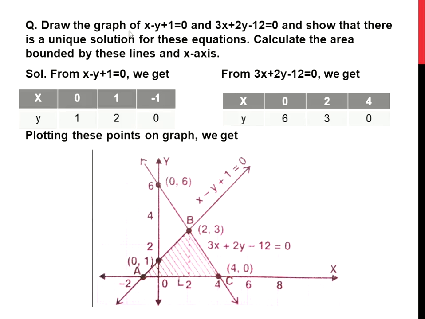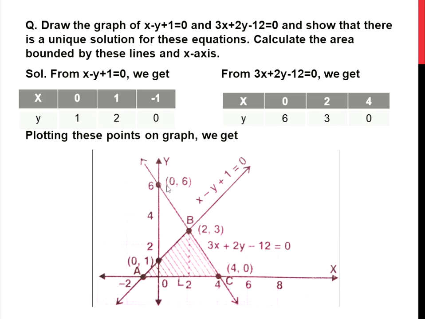In this problem, we have to draw a graph of these two equations and show that there is a unique solution for these equations. Also, we have to calculate the area bounded by the given lines and x-axis. So from first equation, when we put x equal to 0, 1 and minus 1, we get the value of y equal to 1, 2 and 0 respectively. Similarly, for second equation, we get the values of x and y. By using these coordinates, we plot a graph.